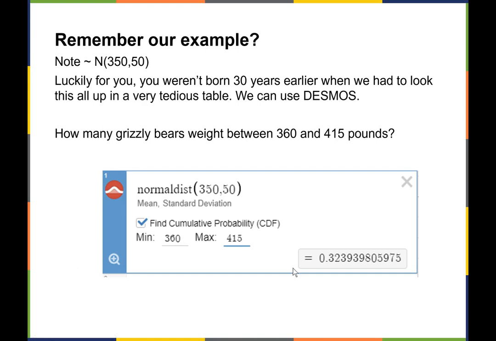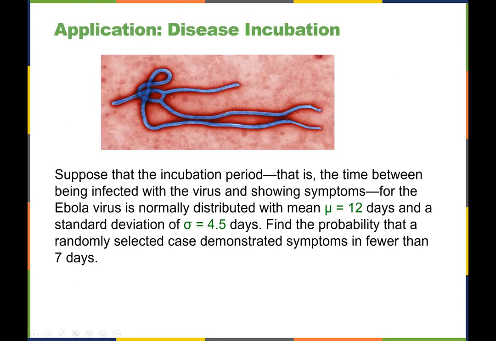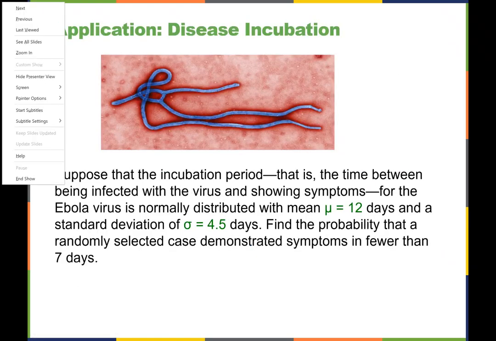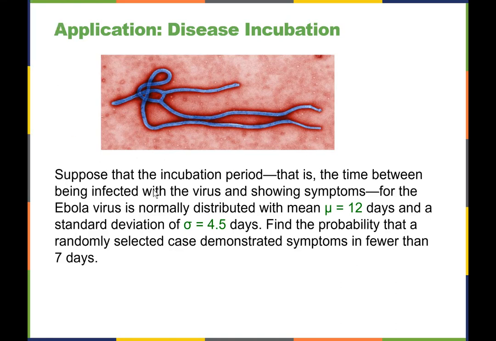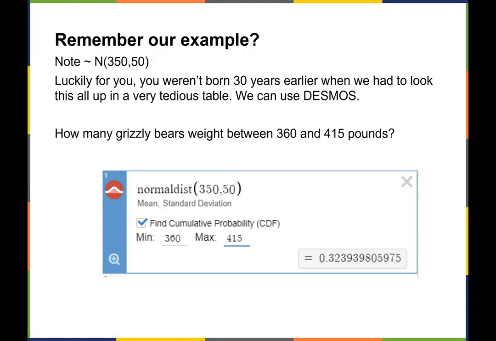So if I want to know what percentage, oh, this is still the old question. Sorry, this should be, oops. Things have gone awry. I didn't change this slide, sorry. What percentage of grizzly bears weigh between 360 and 415?